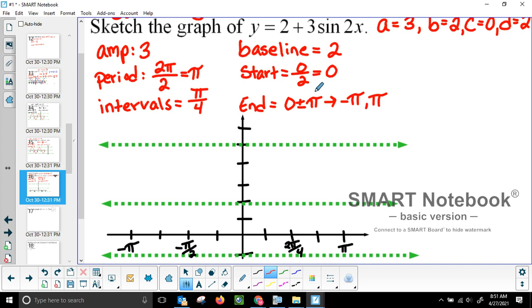All right, so I'm starting at 0. This is sine, so I'm starting on my baseline. My A is positive, so I go up first as I go to the right, up to my maximum, then back to my baseline, down to my minimum, back to the baseline. Follow that pattern going the other direction. Connect this with a nice smooth curve. Obviously, I'm terrible on this pad, but you get the point.